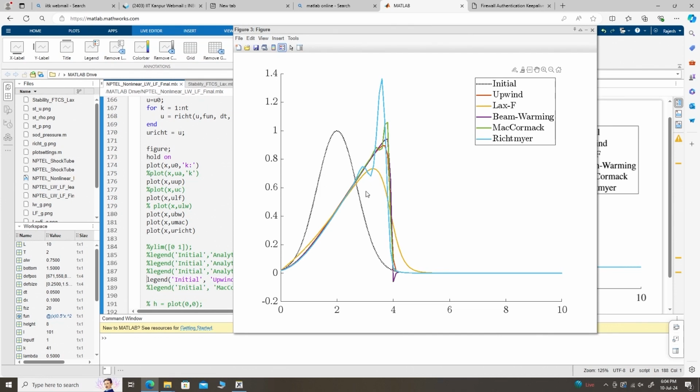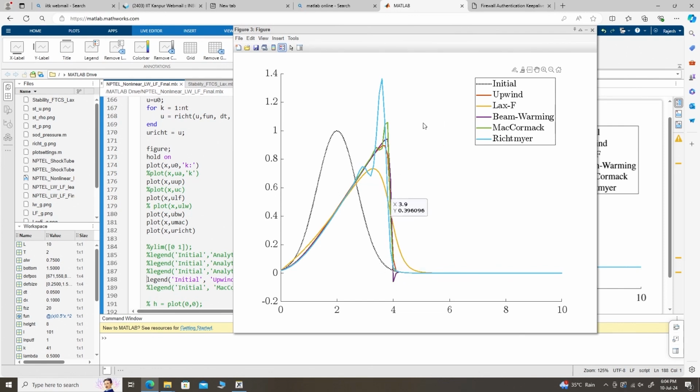Richtmyer is showing some kind of dispersion here. MacCormack also shows dispersion. Remember, for the linear problem, both Richtmyer and MacCormack are like Lax-Wendroff. So they will have dispersion, and the Beam-Warming is showing very little dispersion here, but it has got the lagging phase error. That is why you have this dispersion that is coming here.